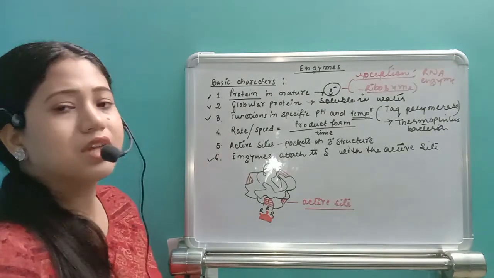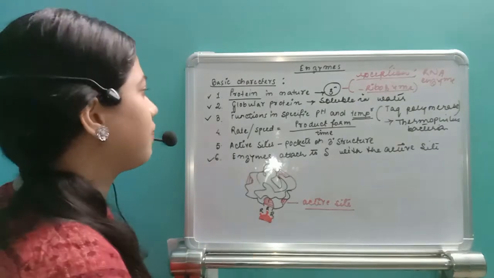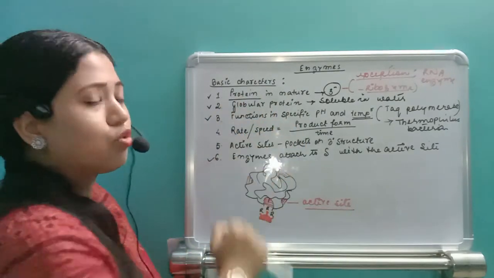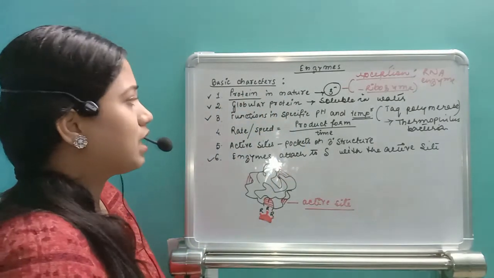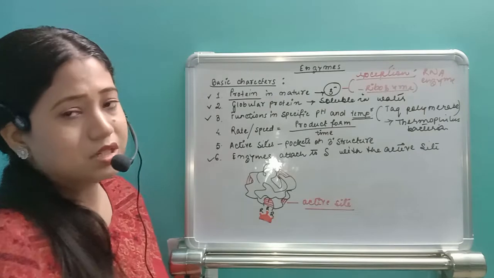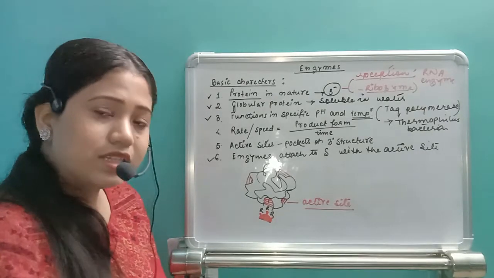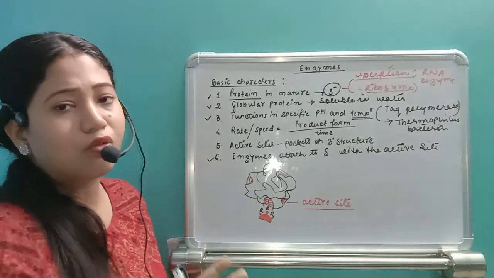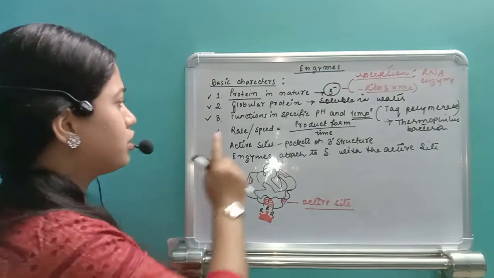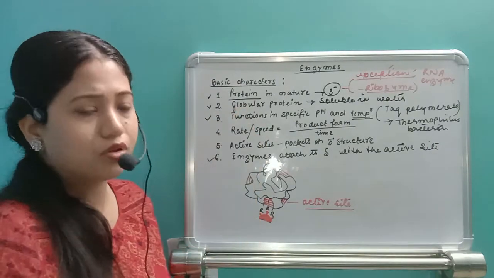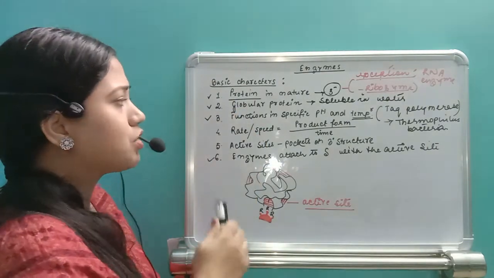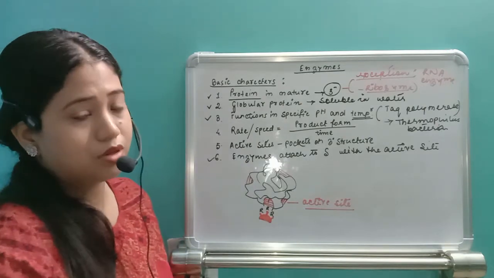So these points I hope you understand. First, I have told you that enzymes are protein in nature. Second, they are generally globular proteins, which means they are soluble in water. So enzymes work in an aqueous medium. That point you need to know; this is also very important. Third point, they function at specific pH and temperature.